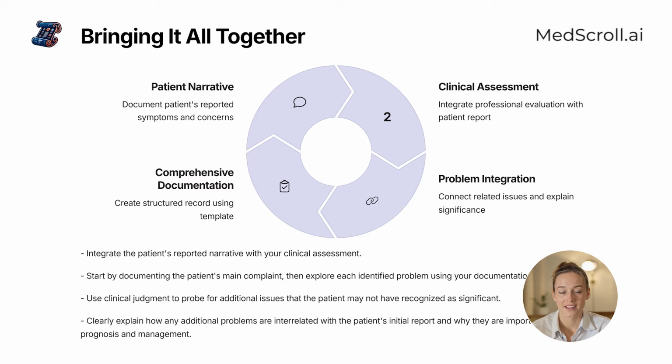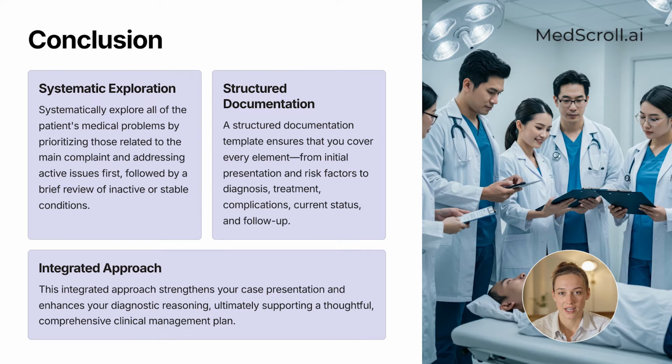Clearly explain how these additional problems are interrelated with the patient's initial report and why they are critical for both prognosis and management. In summary, after exploring the patient's main medical problem, systematically investigate all their medical issues, by prioritizing those closely linked to the primary complaint and those that are active and severe.